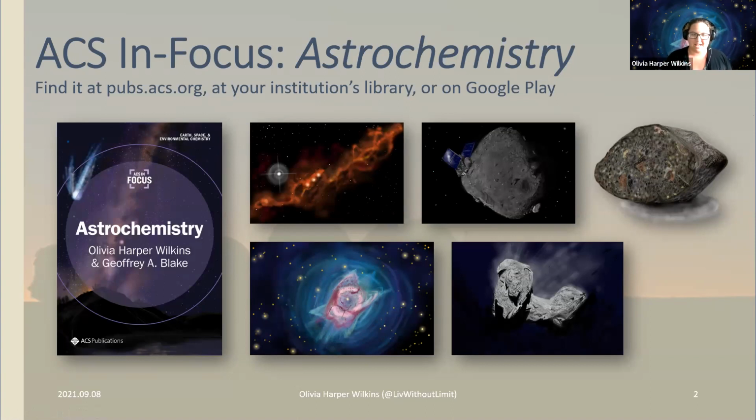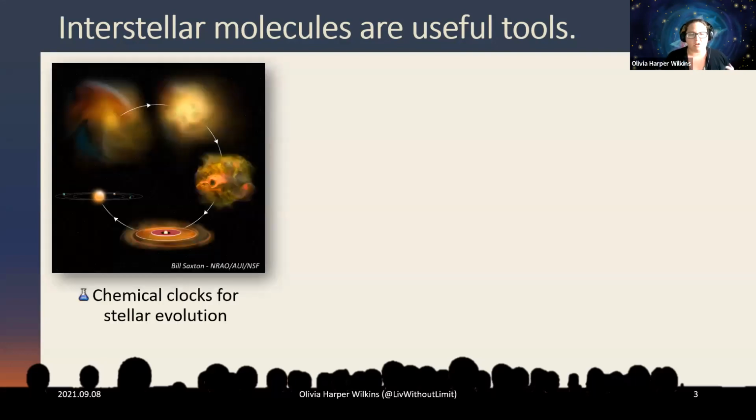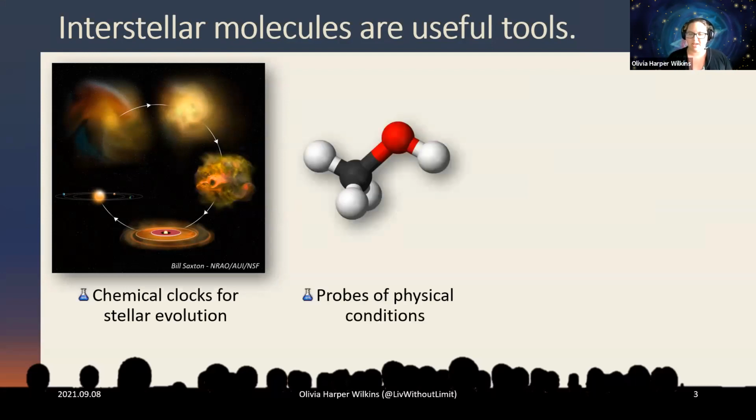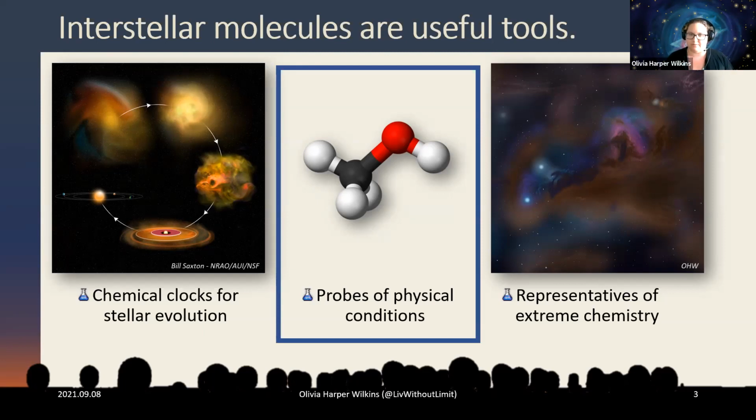But since this is the Astrocheminar series, hopefully we all know and appreciate that interstellar molecules are useful tools in a variety of ways. We can use them as chemical clocks to understand stellar evolution, both to understand what's going on as a star is evolving, but also to figure out at what stage it is in its evolution. We can use molecules in the interstellar medium as probes of physical conditions, and we can also use them as representatives of extreme chemistry, so chemistry at extremely low pressures and temperatures that are difficult, if not impossible, to achieve on Earth. So I'm interested in all of these things, and most of these have played a part in my thesis work so far, but today I'm going to be focusing just on the middle topic, which is using molecules as probes of physical conditions.